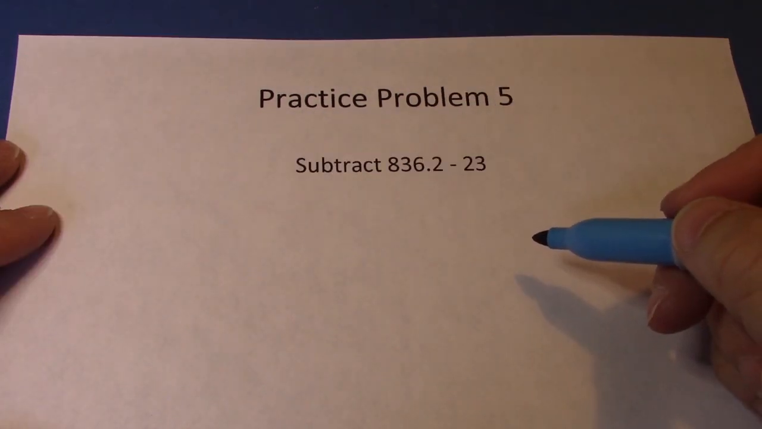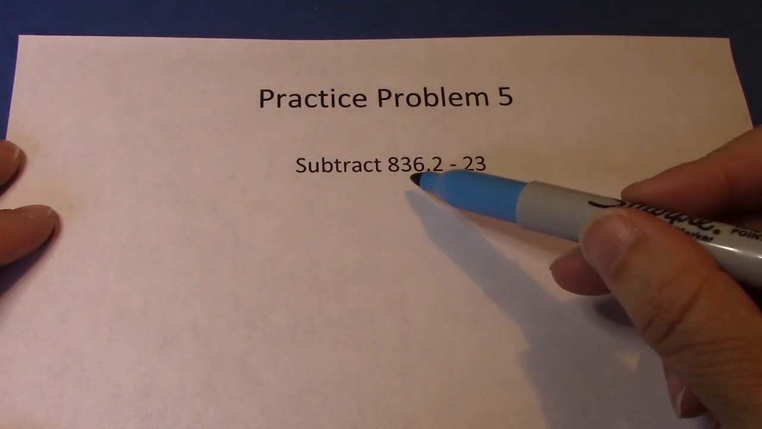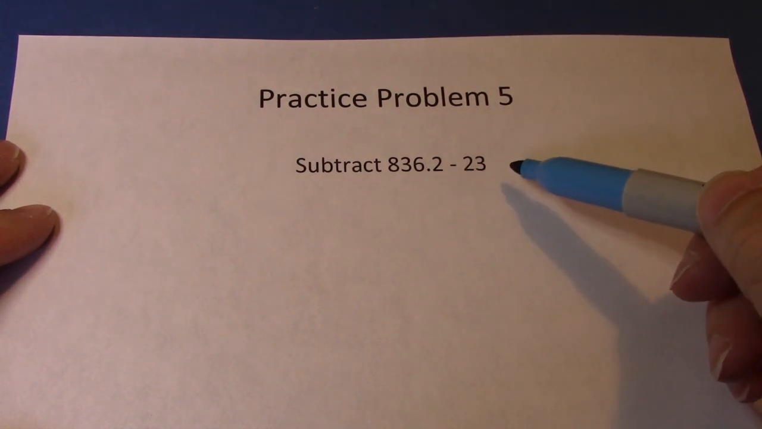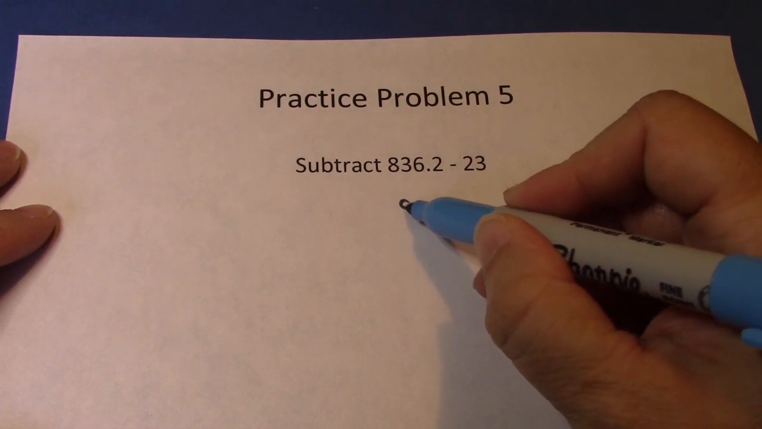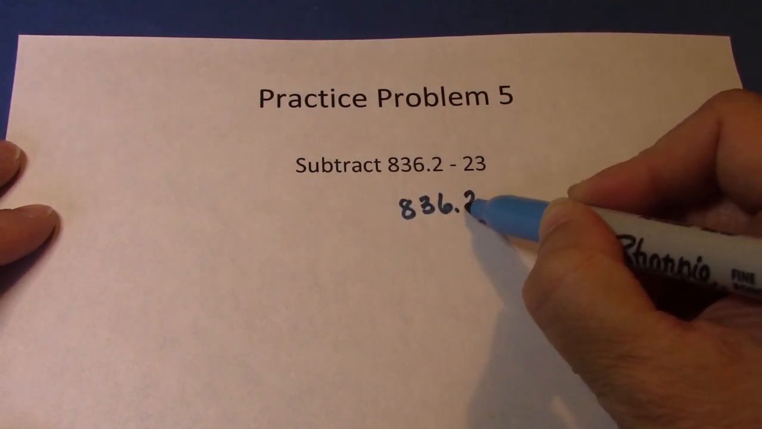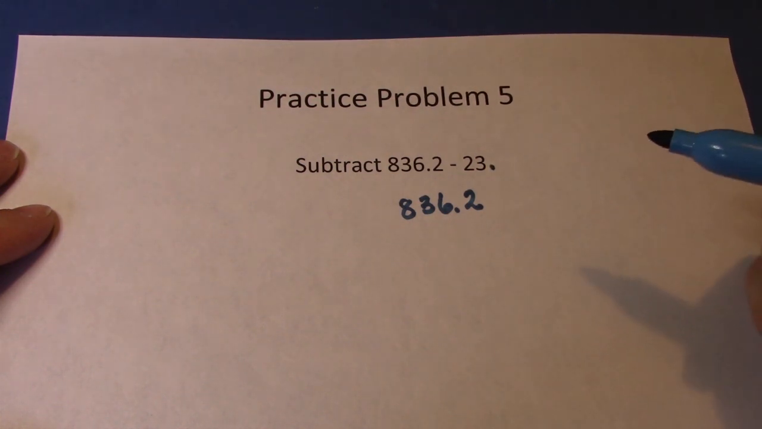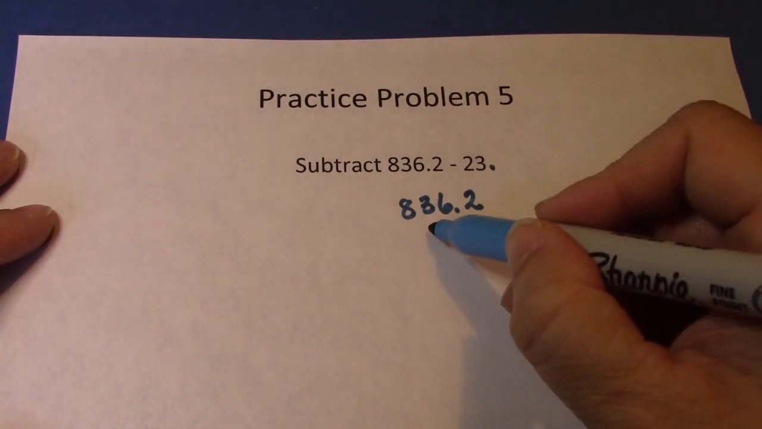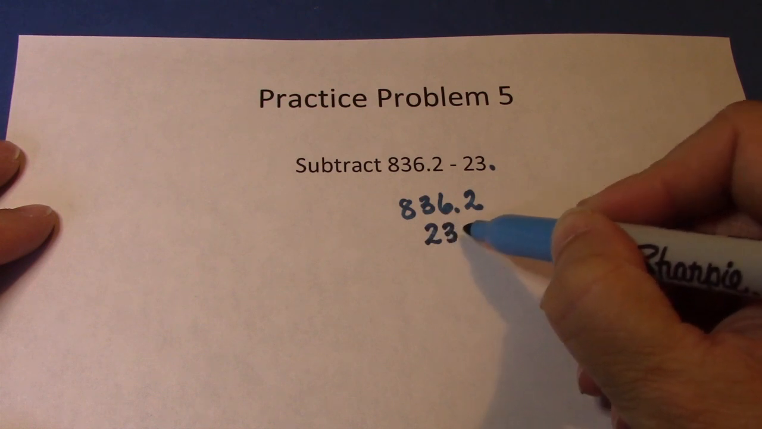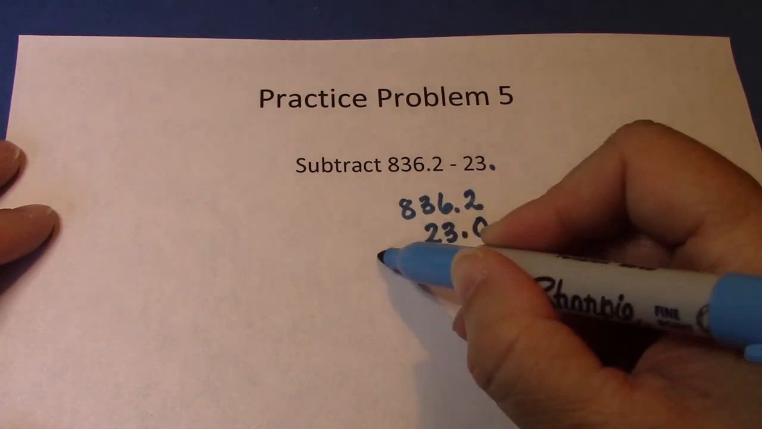Problem 5 is some subtraction. And we have 836 and 2/10 minus 23. Alright, 836 and 2/10. Now the 23, there's no decimal point here at all, but it's understood that that's where it is when it's not written, right? So we're going to line it up 23 and place a 0 there.